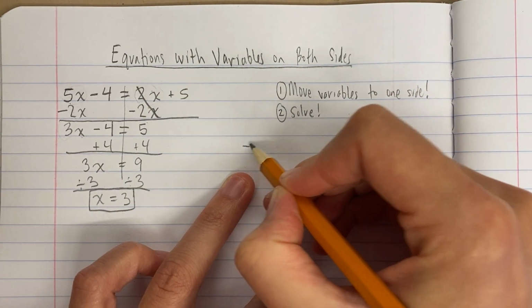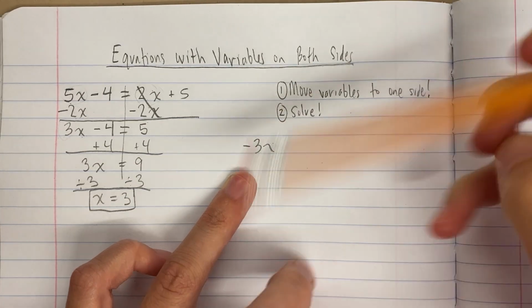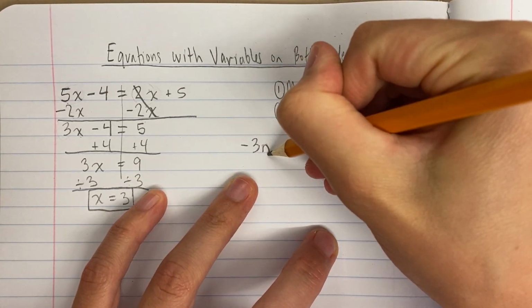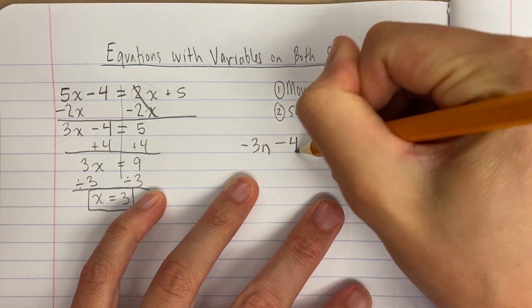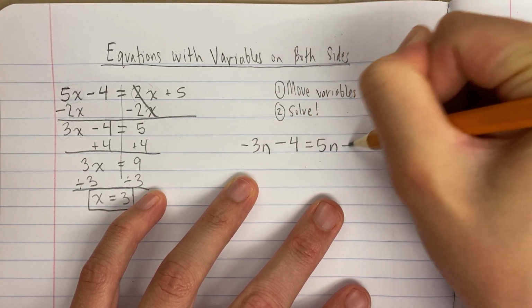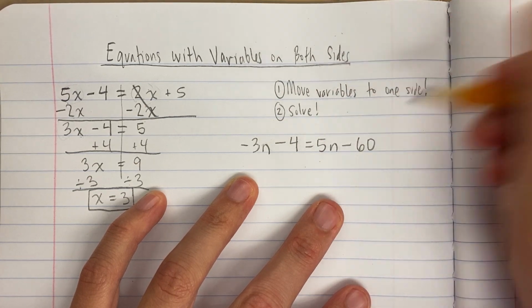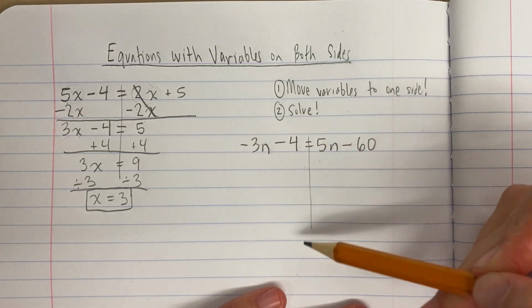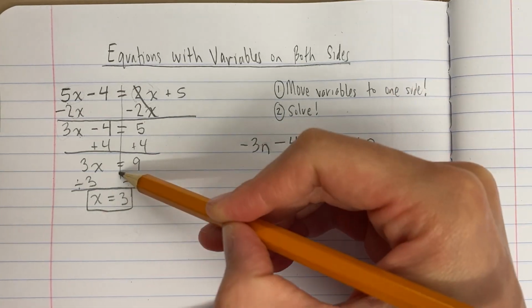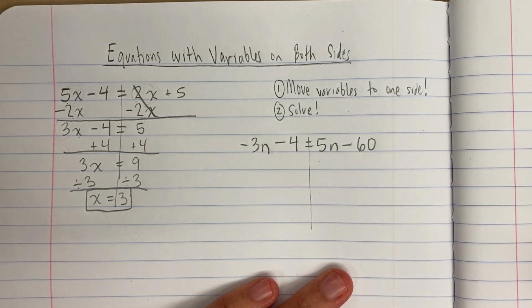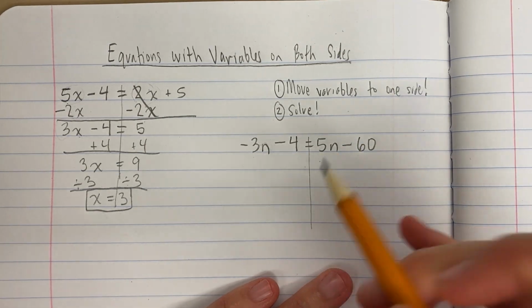Let's take a look at one more example. Negative 3n minus 4 equals 5n minus 60. Okay, so once again, I'm going to draw a line. This line really, I feel like it makes my life a lot easier, so I like to draw it. And I notice again that I have n's on both sides of the equation. I don't want that. I want to get n by itself.